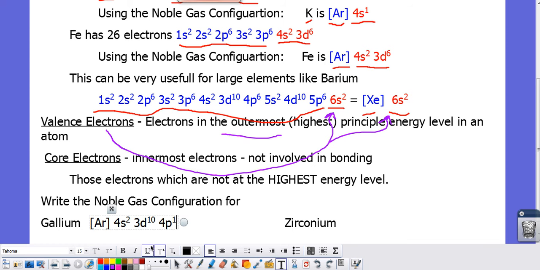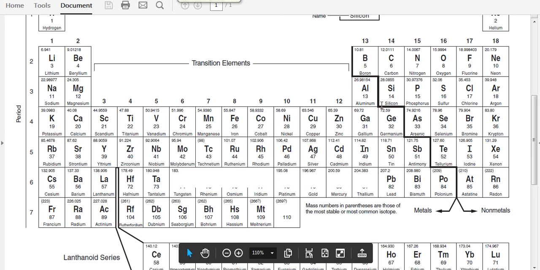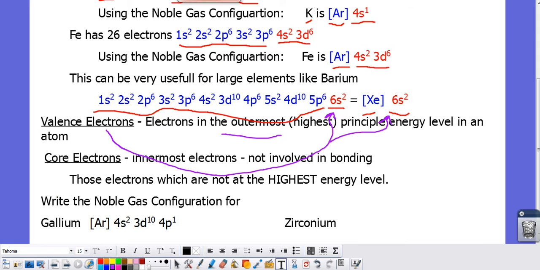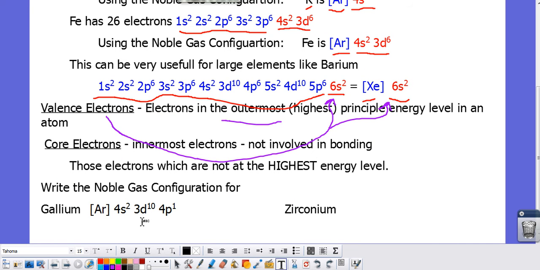And I do that in my head, but you don't have to. Let's look at the periodic table. Gallium is right here. So we have the 4s2, 3d10, 4p, and it's in the first column, so 4p1. So they're all like little addresses based off their position on the periodic table.